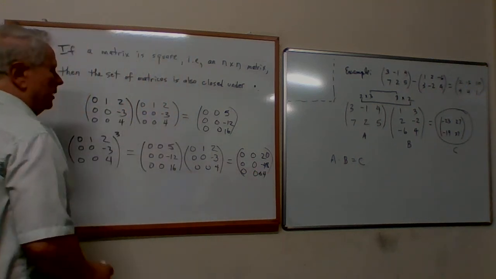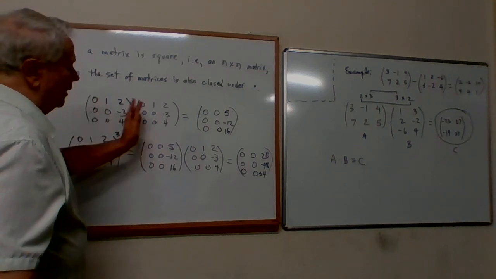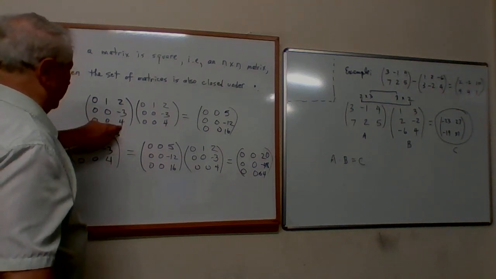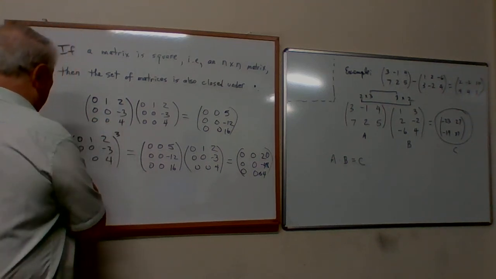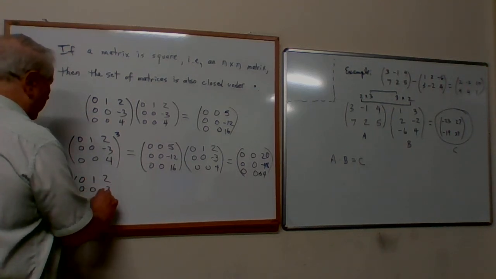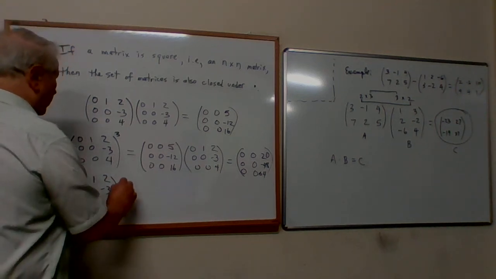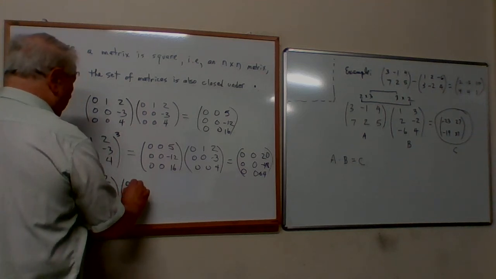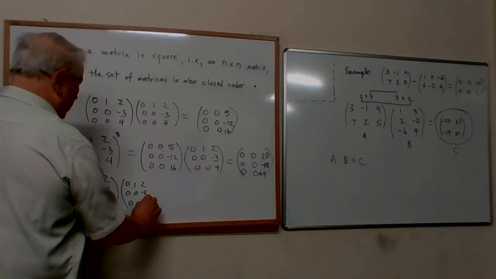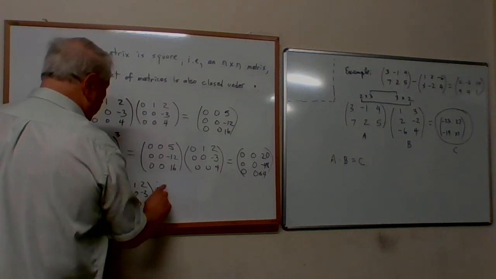Now notice what has happened. I've gotten rid of the second row and shoved everything over to the right. Now what if I eliminated this last element? What if I took 0, 1, 2, 0, 0, negative 3, 0, 0, 0, and I multiply it by itself 3 times? Then I'm not only going to shove everything over by 1, let's do another time.